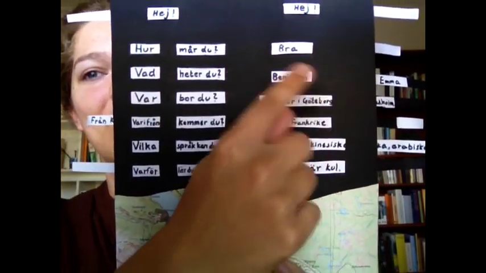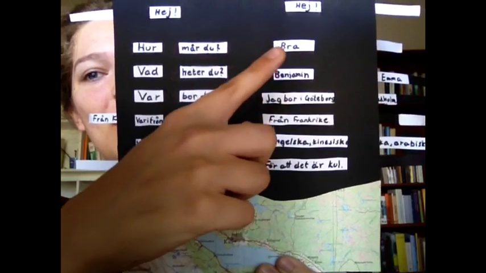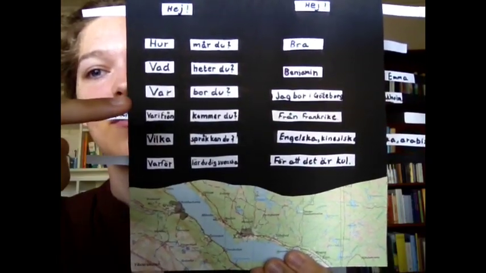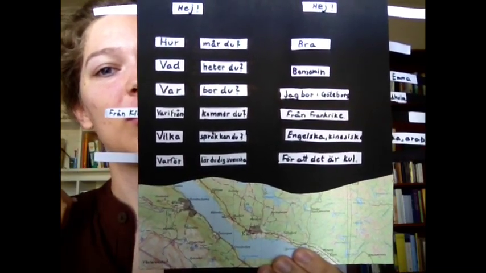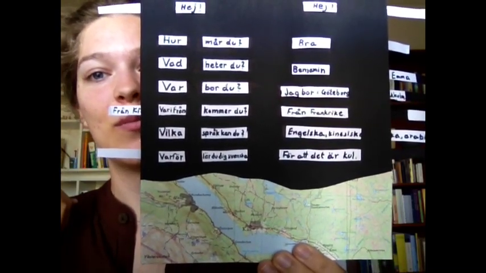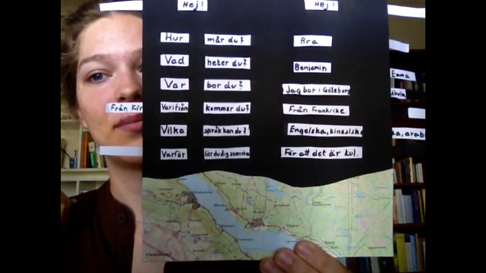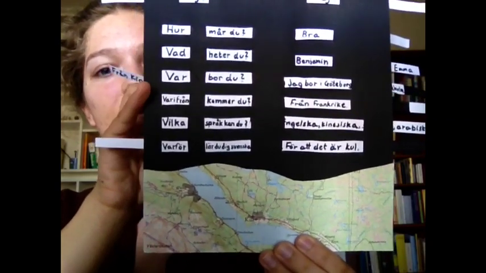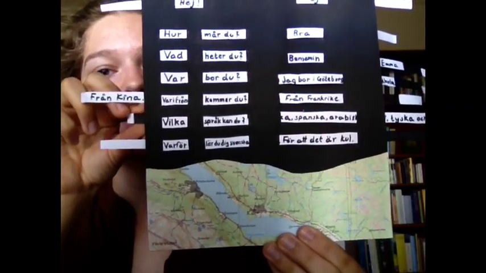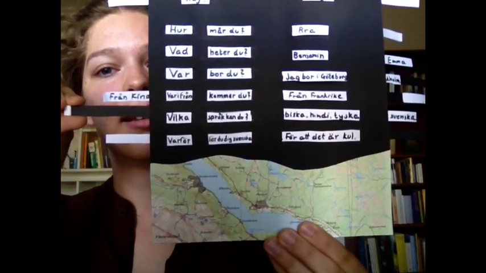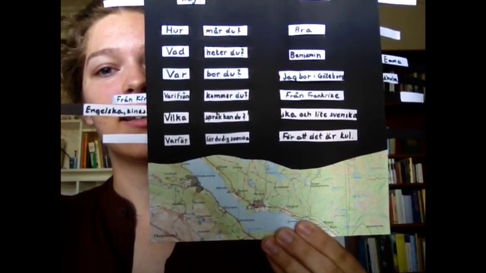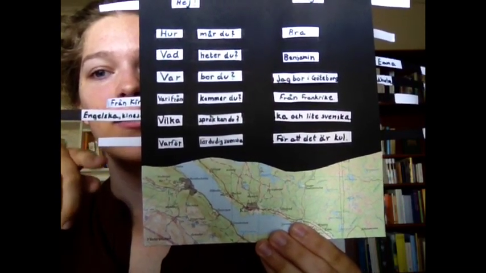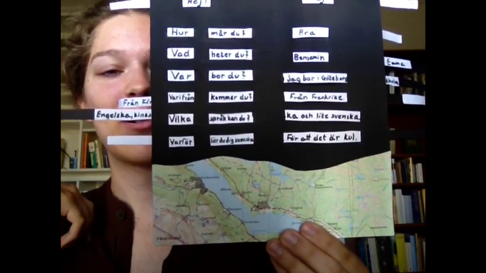Hej, hej. Hur mår du? Bra. Vad heter du? Benjamin. Var bor du? Jag bor i Göteborg. Varifrån kommer du? Från Frankrike. Vilka språk kan du? Engelska, kinesiska, spanska, arabiska, hindi, tyska och lite svenska. Varför vill du lära dig svenska? För att det är kul.